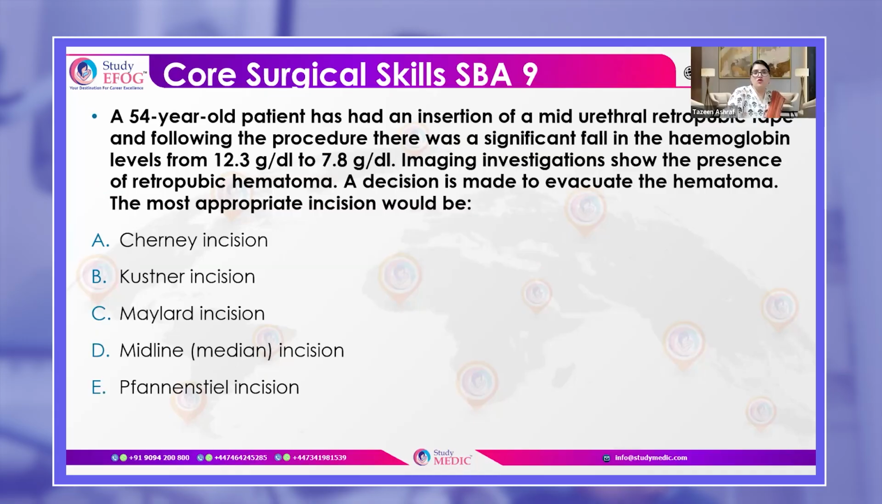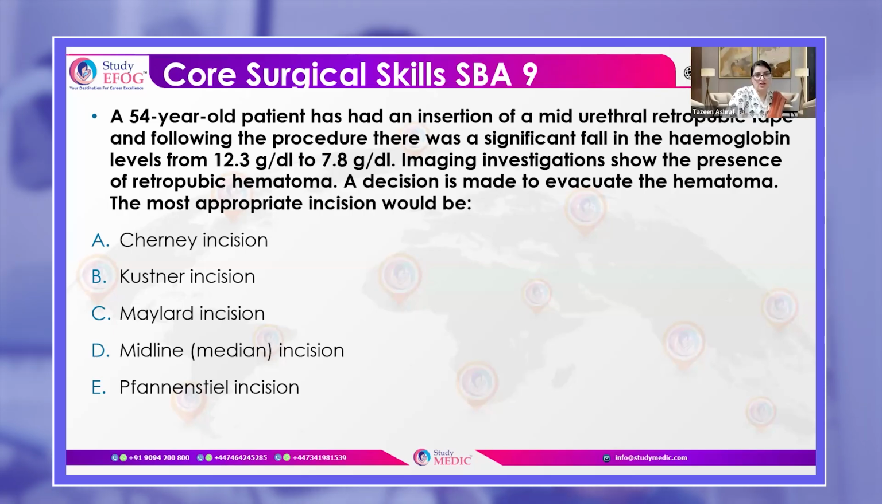A 54-year-old woman has had insertion of a mid-urethral retropubic tape, and following the procedure, there was a significant fall in the hemoglobin levels from 12.3 grams per deciliter to 7.8 grams per deciliter. Imaging investigations show the presence of a retropubic hematoma. A decision is made to evacuate the hematoma. What is the most appropriate incision? Cherney's incision, Kustner's incision, Maylard, midline, or Pfannenstiel.